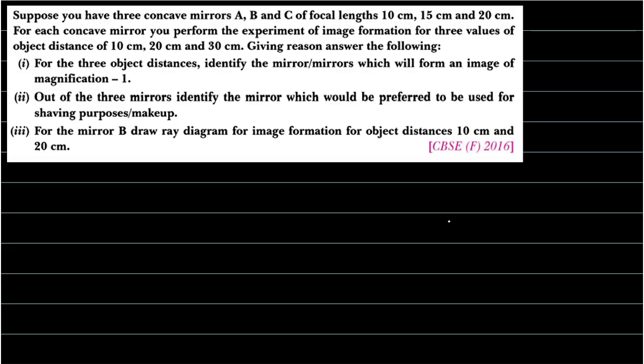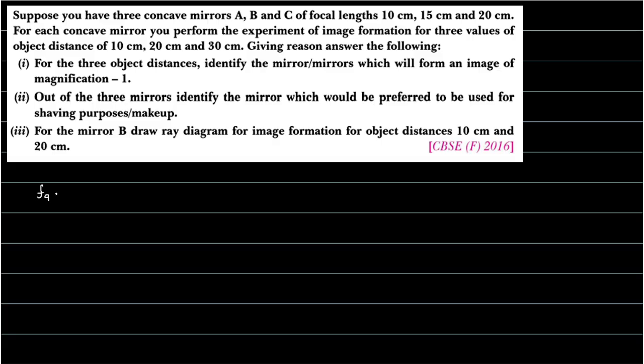Let's move to the next question, that is CBSE 2016. It looks horrible. Actually, it is easy. Look at the question carefully and try to solve it. The question is saying, suppose you are having three concave mirrors A, B and C of focal length 10, 15 and 20 centimeter. Okay. So first of all, what is given?